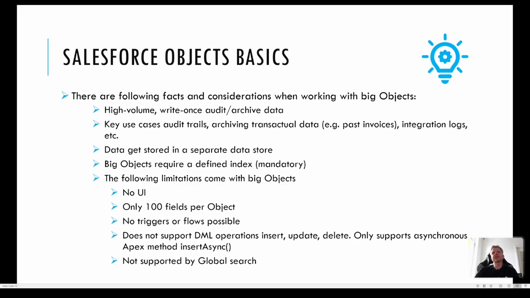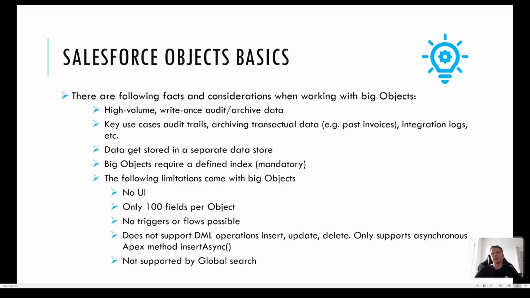The typical use cases are audit trails, archiving data like past invoices from some of your objects, integration logs, these kinds of things. Just data where you have maybe every day thousands of new records, and you don't need to have real-time access all the time to this data, but it needs to be there for some specific reason. Then you can use big objects. The data gets stored in a separate data store. It's important to know.